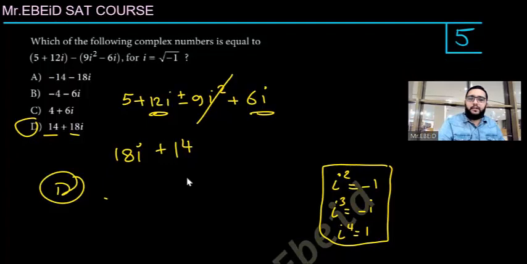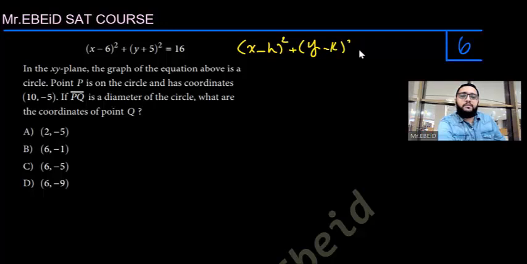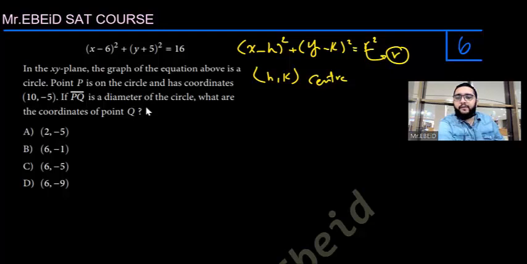Question 6. You have (x minus 6) squared plus (y plus 5) squared equals 16. In the xy plane, the graph of the equation above is a circle. Point P is on the circle and has coordinates 10 and negative 5. If line segment PQ is a diameter of the circle, what are the coordinates of the point Q? You know that the equation of a circle is (x minus h) squared plus (y minus k) squared equals radius squared. h and k are the center, and this number is the radius squared. So the center will be 6 and negative 5, just changing the sign. The radius length equals root 16, which equals 4.